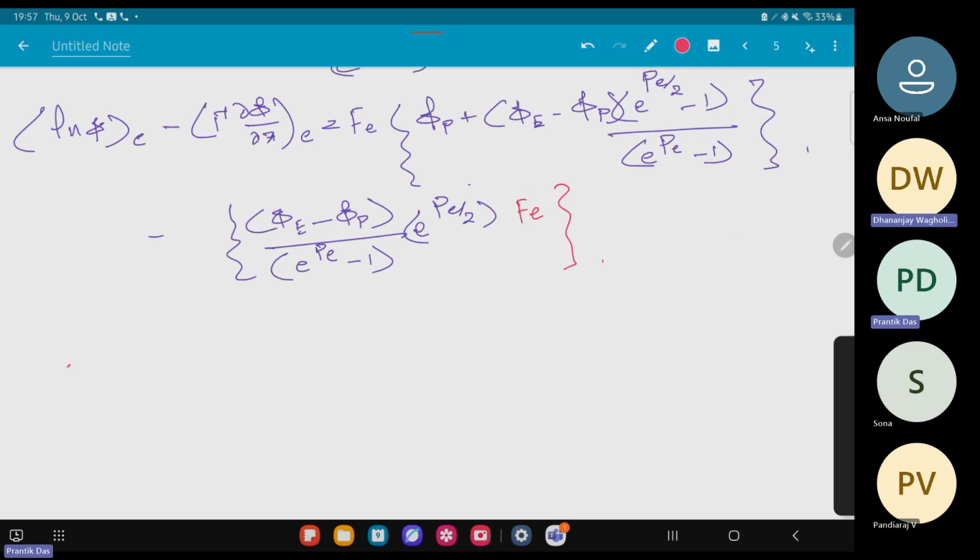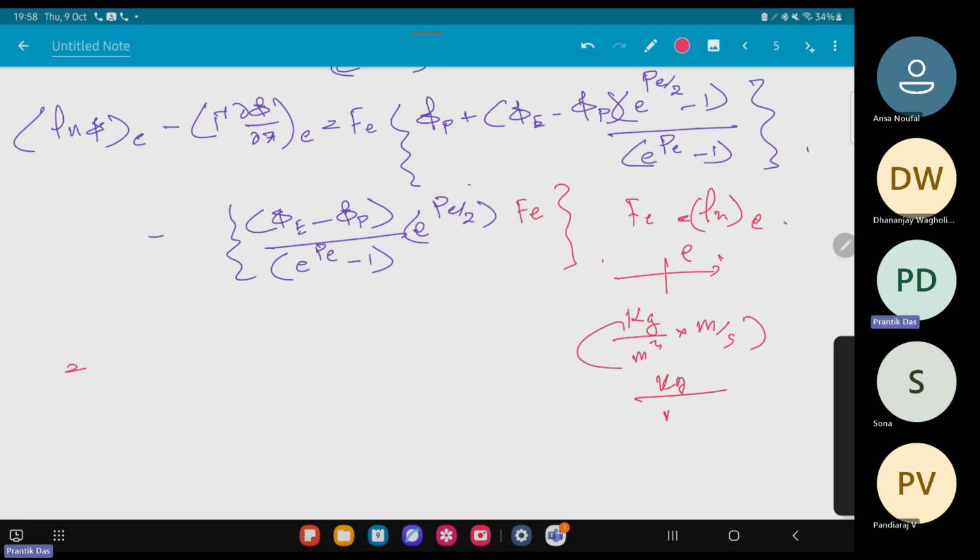Sir, this Fe is indicating what? Fe basically means rho u at e. So rho is the density and u is the velocity, at the e surface itself. So this is kg per meter cube multiplied by meter per second. That is mass flux.